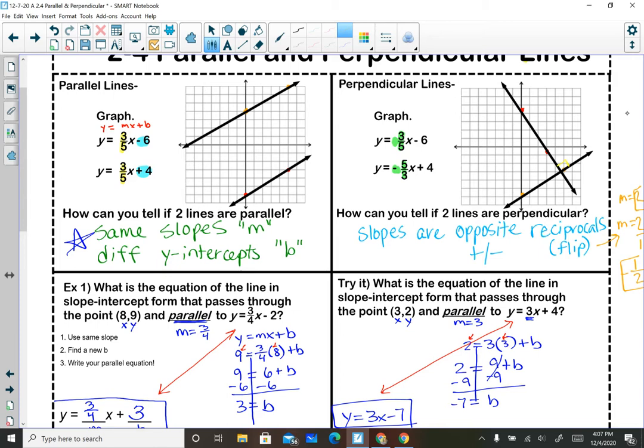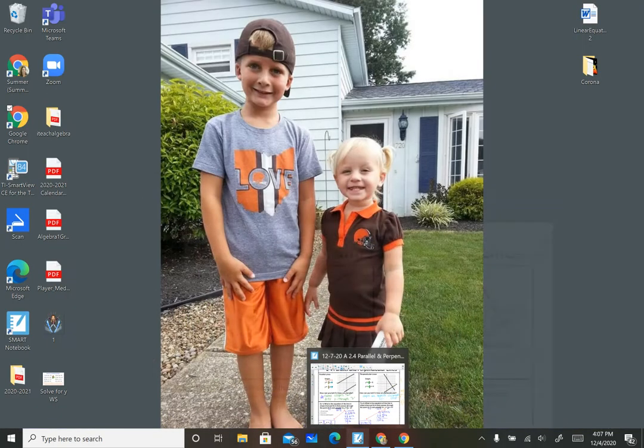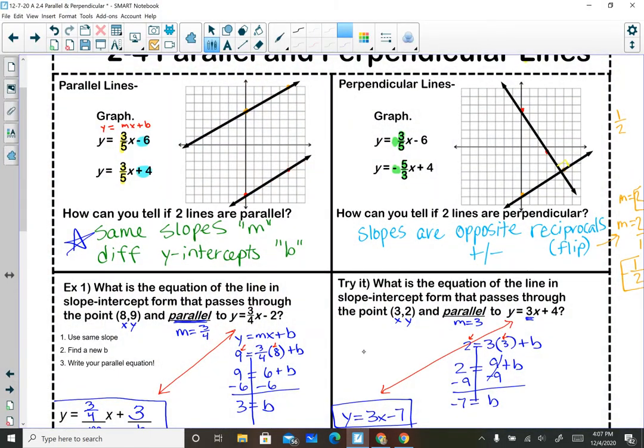Same thing. What if you have a slope of, let's say, 1/2? If you have a slope of 1/2, to find the opposite reciprocal, you would flip it and get 2 over 1, which 2 over 1 is just 2, and then you would have to make it opposite. So 1/2 and negative 2 are opposite reciprocals. Okay?